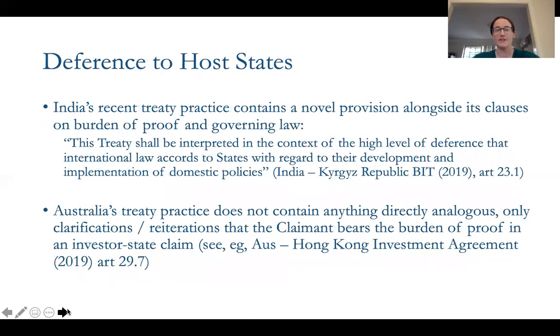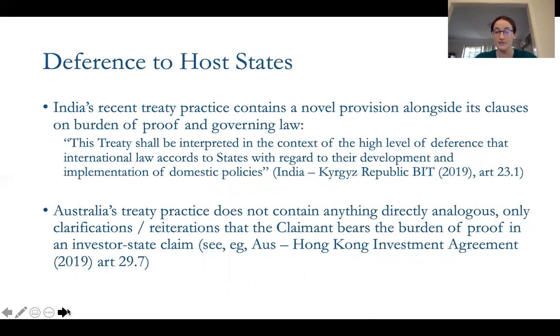Finally, what I wanted to look at in this presentation is an interesting example from India's recent treaty practice, which is a novel provision that goes alongside the clauses on burden of proof and governing law in the ISDS mechanism, which states that the treaty shall be interpreted in the context of the high level of deference that international law accords to states with regard to their development and implementation of domestic policies.